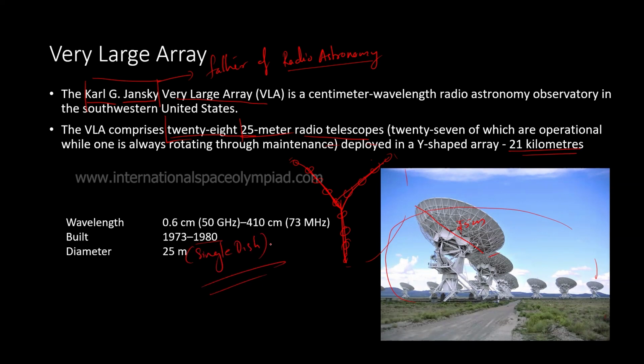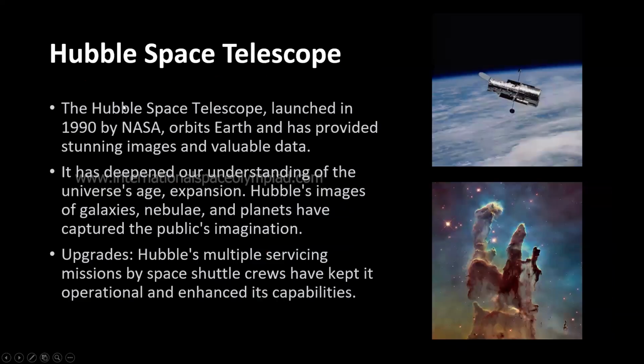So Carl Jansky is the father of radio astronomy, and the energy of a radio wave is sometimes represented in a unit called the Jansky. Like we say joule for energy, there is a specific unit called the Jansky, also named after Carl G. Jansky, the father of radio astronomy. So this is about the Very Large Array.